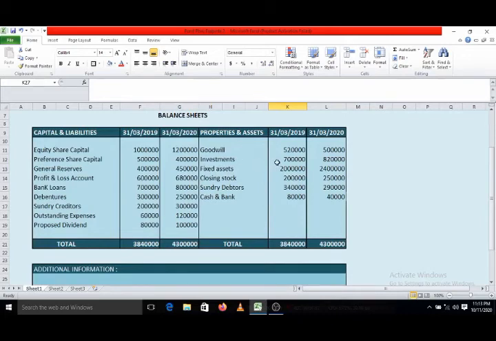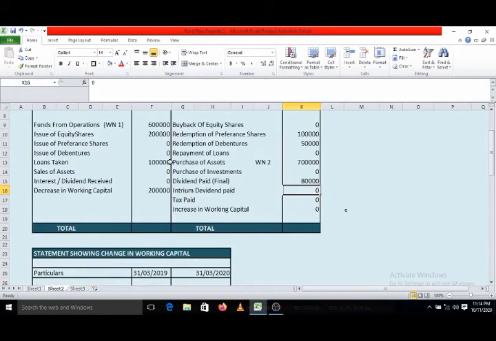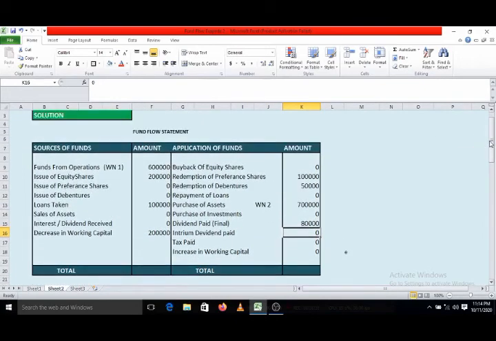Investments: first year 7 lakhs, second year 8 lakhs 20,000. It means during the year investments have increased by rupees 1 lakh 20,000. Increase in investment means ultimately what? Purchase of investment, a purchase of additional investment of rupees 1 lakh 20,000. So purchase of investment means what? Application or source? Obviously application. You can check the format on the application side. Purchase of investment, I will write here 1 lakh 20,000. Okay.